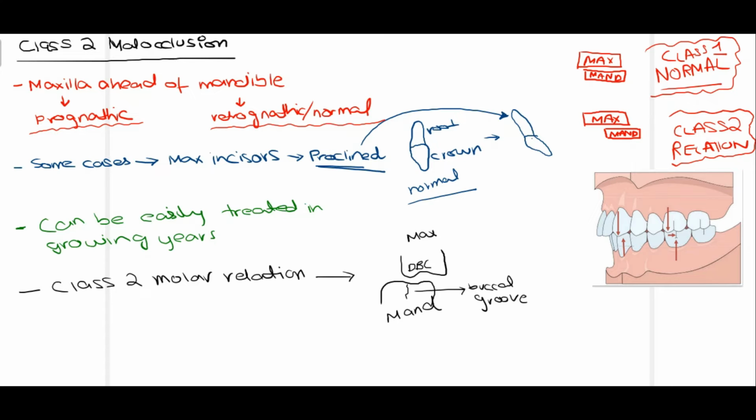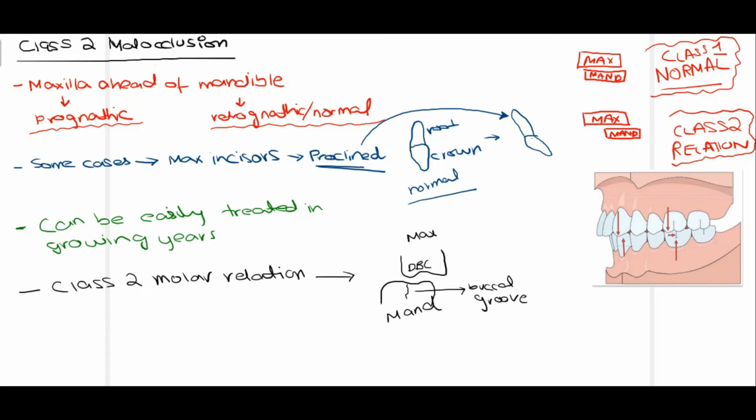Now let's discuss further about class 2 malocclusion, focusing on maxillary incisors. In class 2 malocclusion, they are mostly proclined. This is the normal relation. You can see their position normally straight, but when they are proclined, their crown is in forward direction. As you can see here, the crown is in a forward direction. That is, maxillary incisors are proclined.